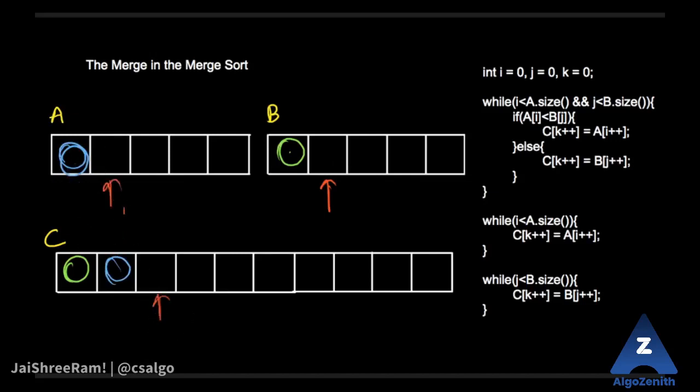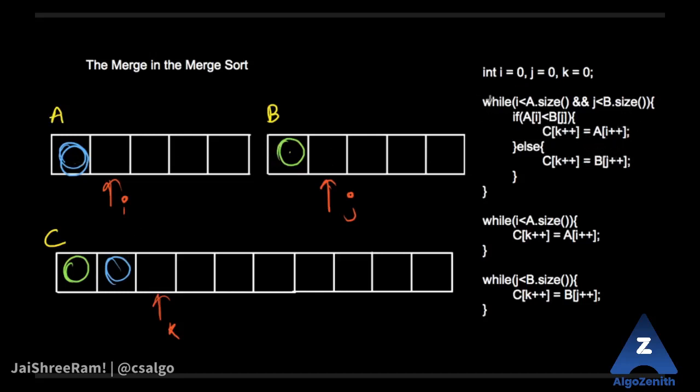So this is termed as i in the code, this is termed as j, and this is termed as k. These are the three values we're keeping, three indexes in the arrays. If A[i] is less than B[j], we copy the value of A and do k++ and i++ after this, so these are post increments. Similarly, if B is smaller, then you take B.